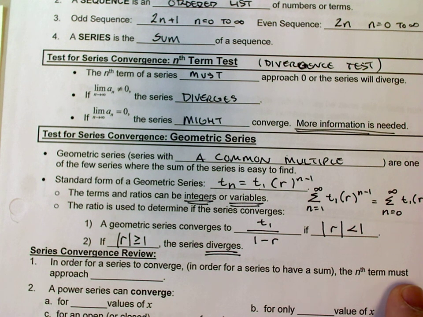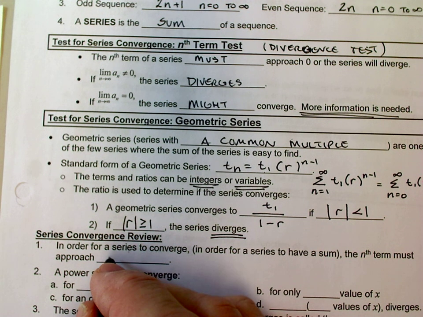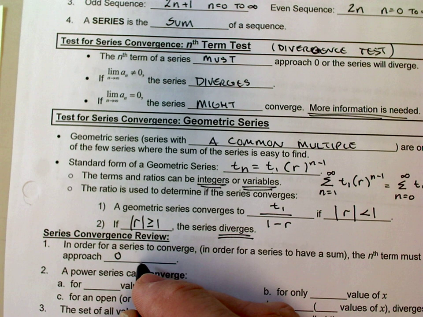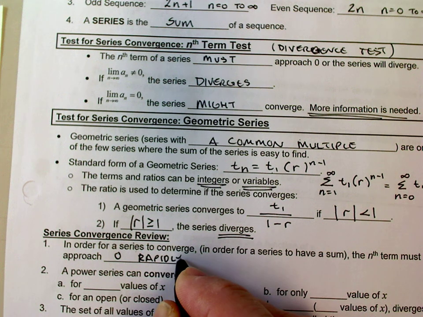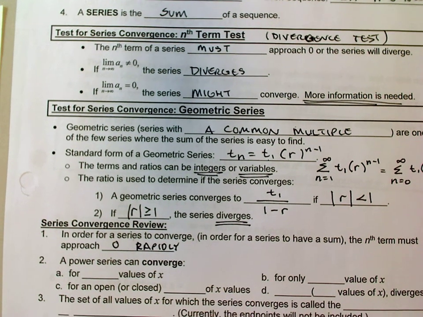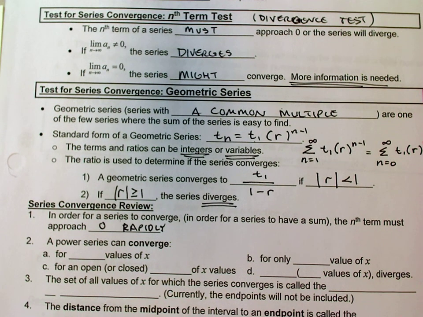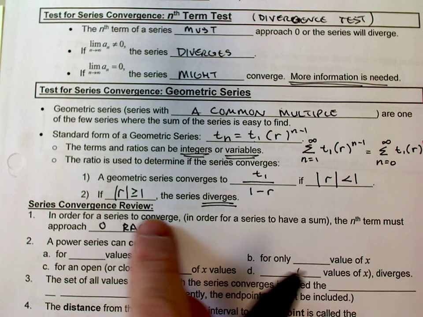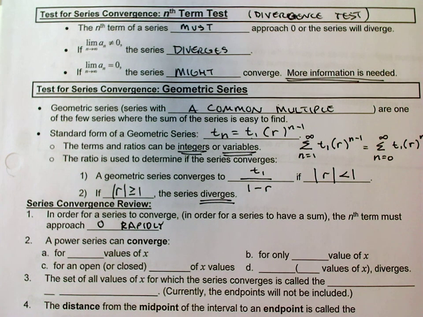In order for a series to converge, or in order for the series to have a sum, the nth term must always go to 0, and it actually needs to go there rapidly, as we talked about in our previous units about converging and diverging functions. Getting down to 0 rapidly determines whether something converges or not.